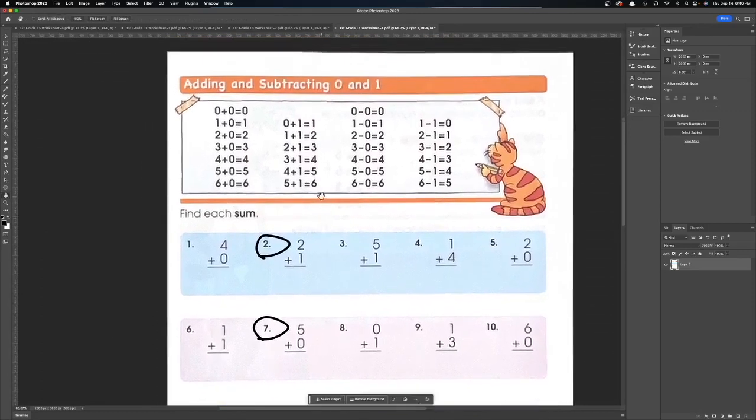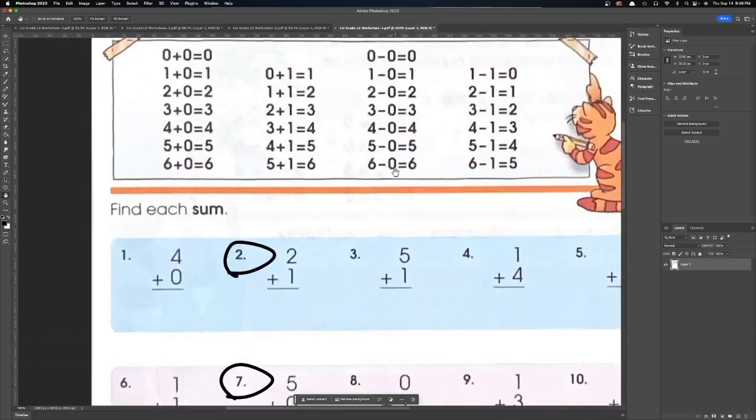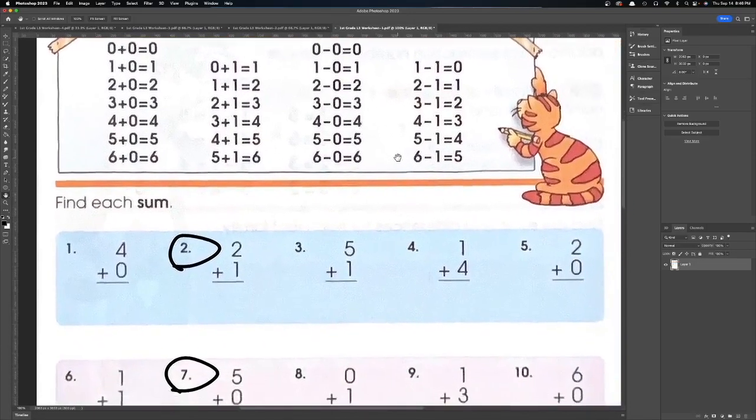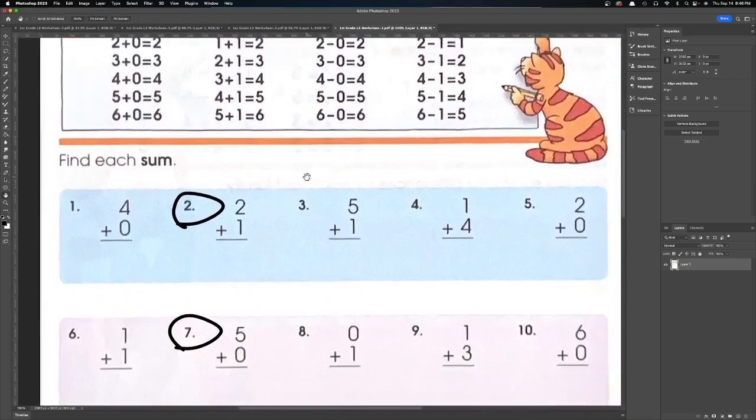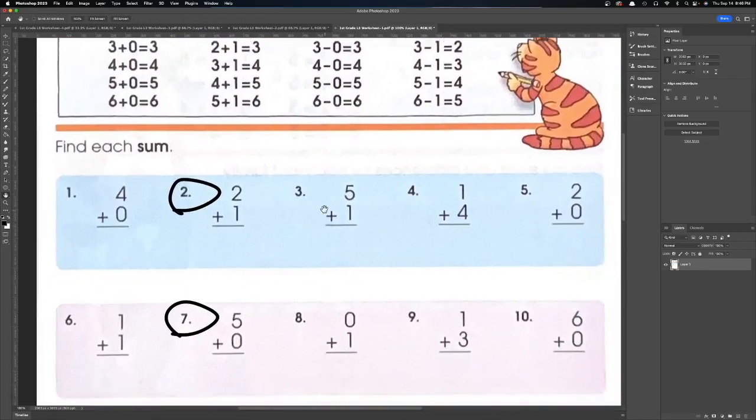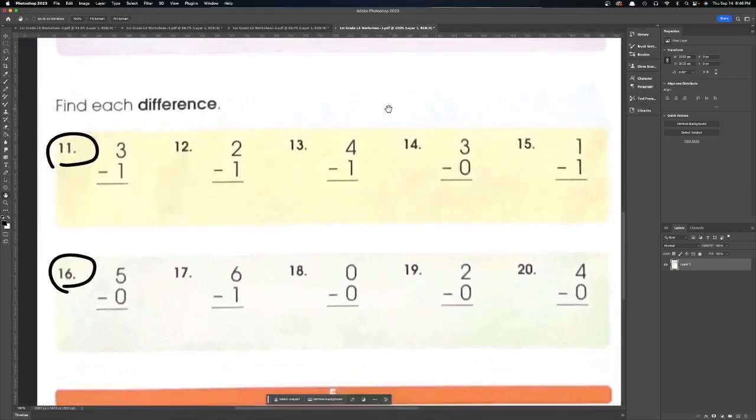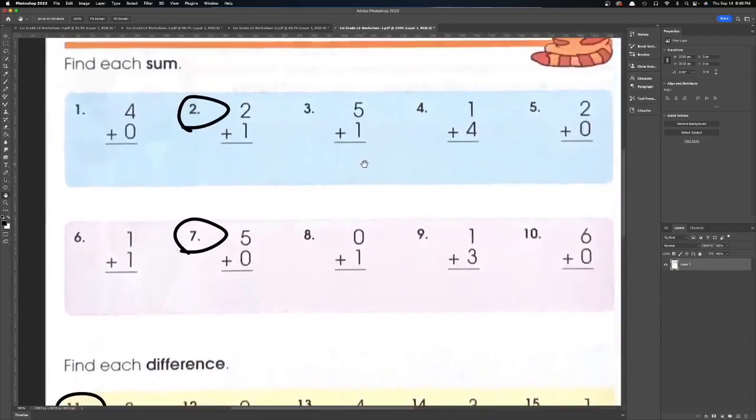So here we're going to be adding and subtracting 0 and 1. It's a very common thing in the world, so it's a very useful skill to have. We first find each sum. We'll do 2 plus 1 and 5 plus 0, and then we'll subtract or find the difference, and we'll do 3 minus 1 and 5 minus 0.